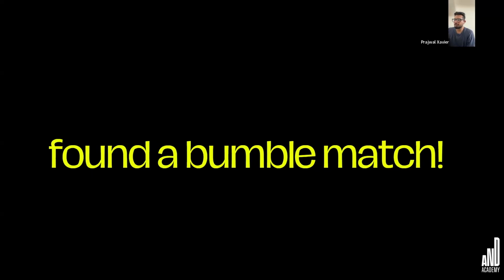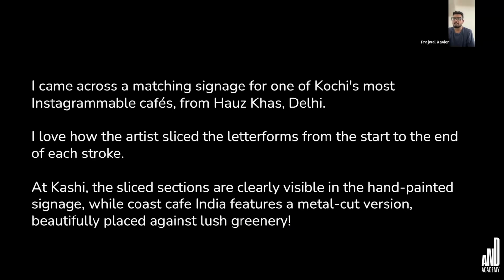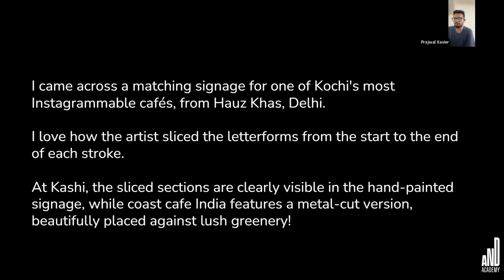Now, I found a good example for my type work. You can see it from here. These are two different signages from two different places. One is from Kochi and the next one is from Delhi. You can see how the treatment is made. Both signages have a slant cutting from down to upper direction. One is hand painted and the other one is made of a metal element. So you can see how the treatment goes.